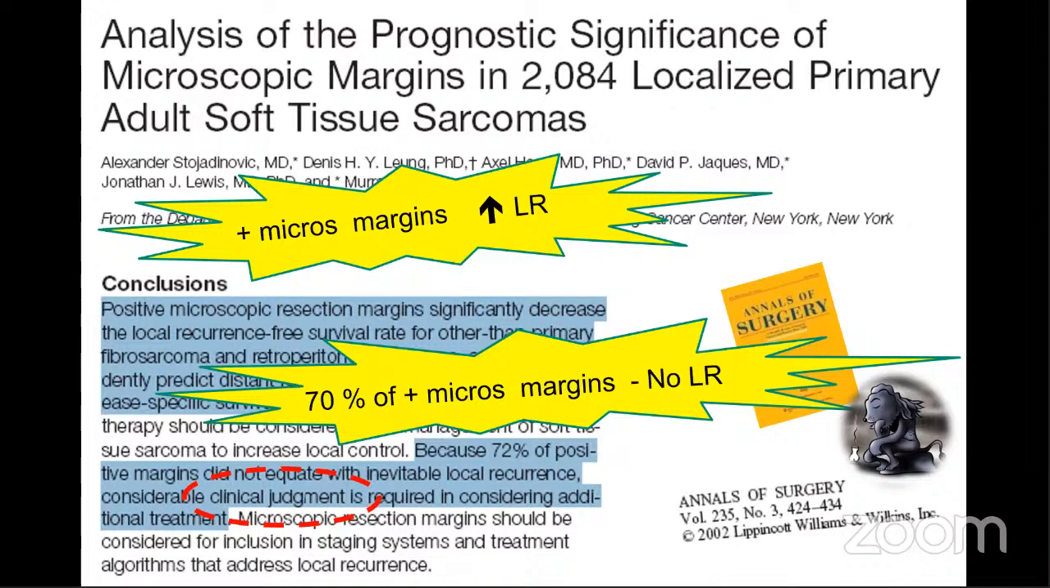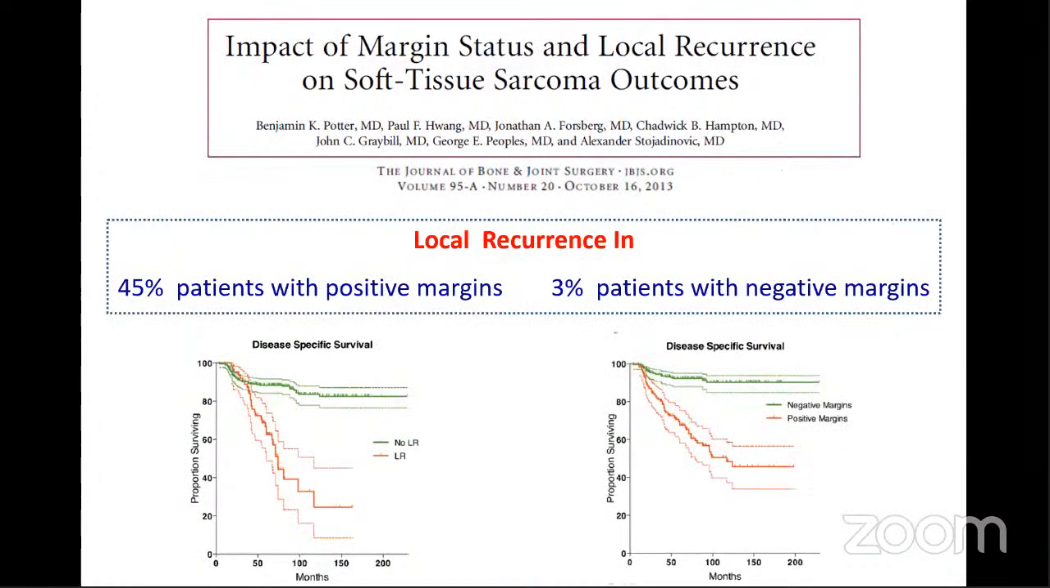And this is where experience and surgeon planning comes into play, to decide where you are going to be closer than what you are comfortable with in an attempt to save function. So it's worth stressing that you don't aim for positive margins, because in case you have a positive margin, then 45% of patients will get local recurrence, as compared to only 3% of patients with negative margins. But 45% means that the majority may get away without local recurrence, but those who do will definitely have a poorer disease survival, as can be documented in both these graphs. The local recurrence led to a poorer disease survival, as did positive margins.